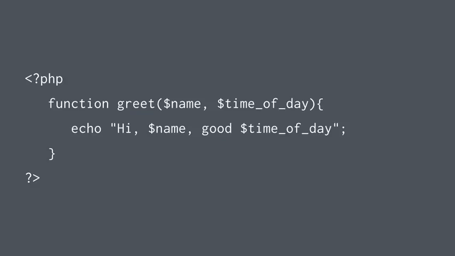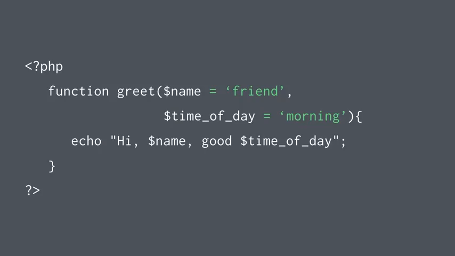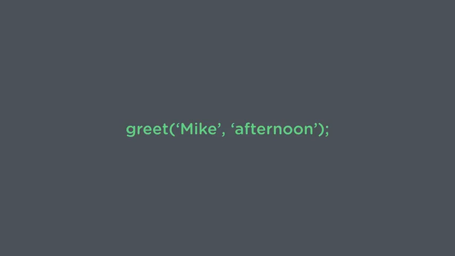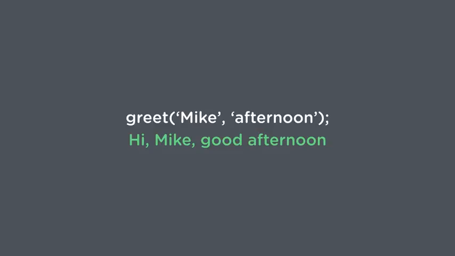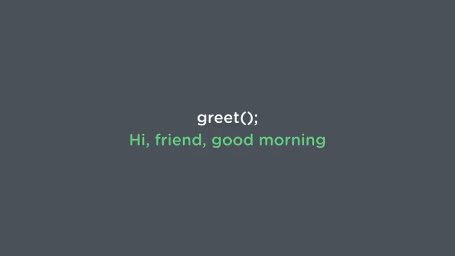Now, what if we wanted to do multiple default arguments, just like in our greet function? We'll simply add the same way we did it before, which is equals friend, and then equals morning on time of day and name, respectively. This way, I can still call greet Mike afternoon and get, hi, Mike, good afternoon. But if I pass it with no arguments whatsoever, it'll just say, hi, friend, good morning.